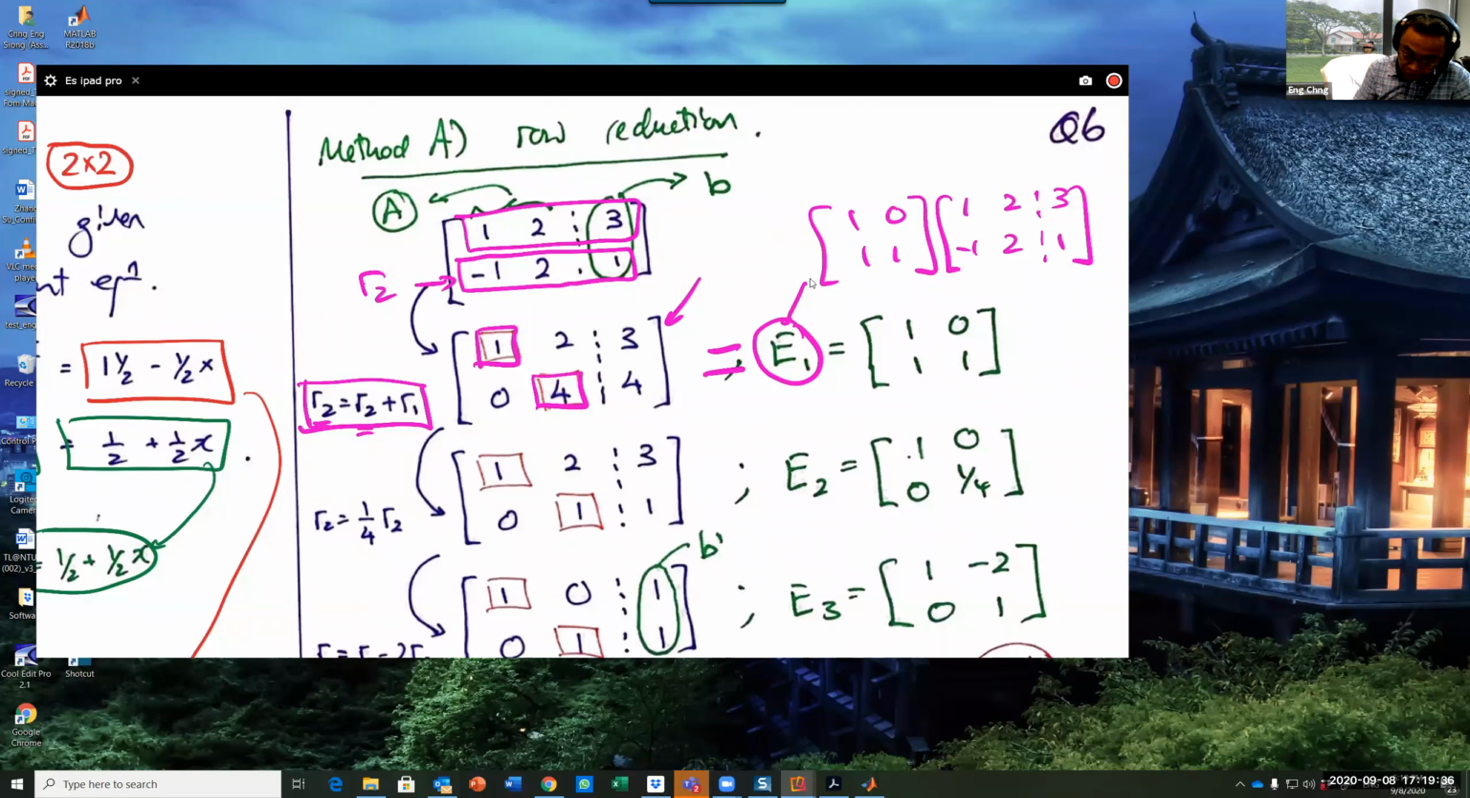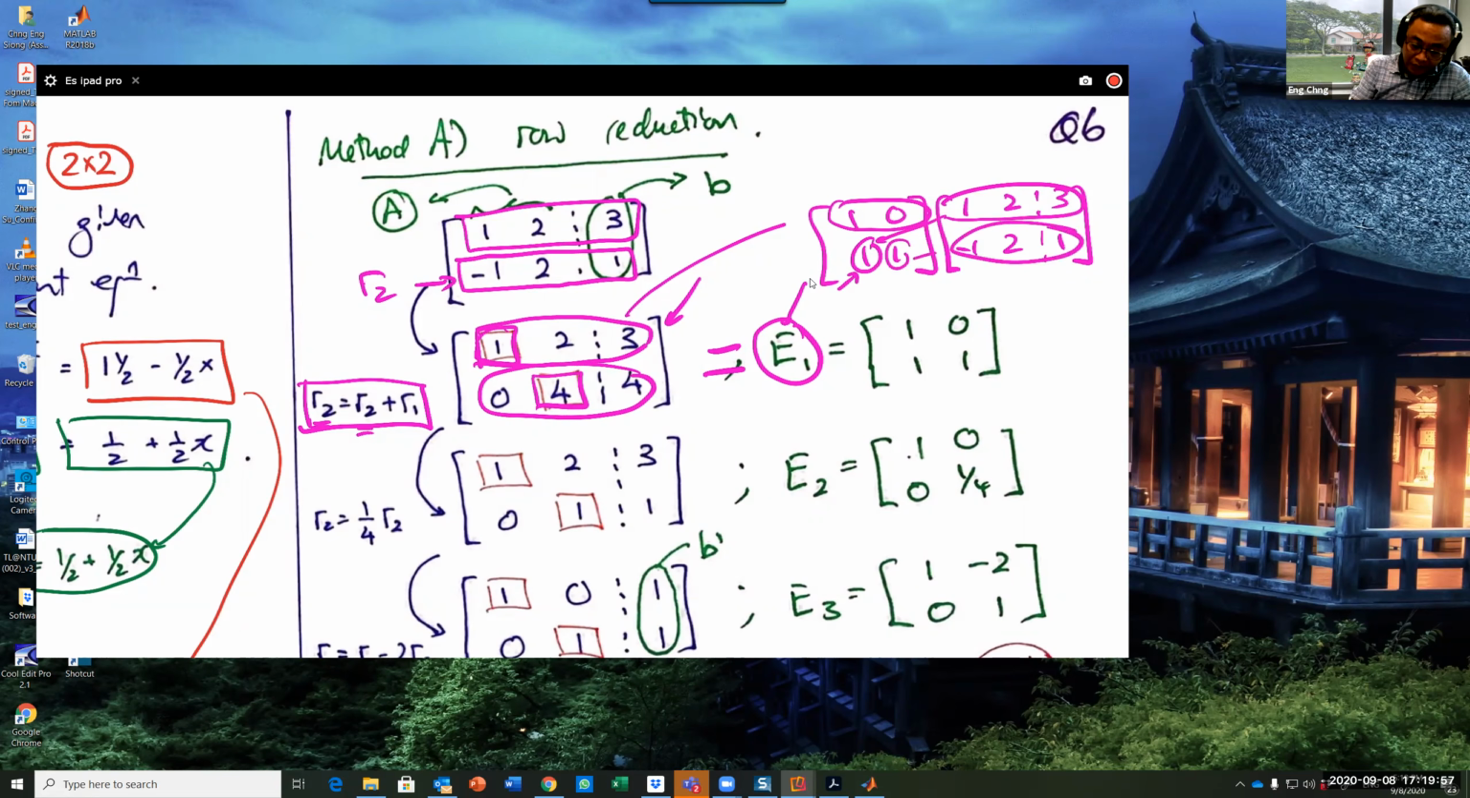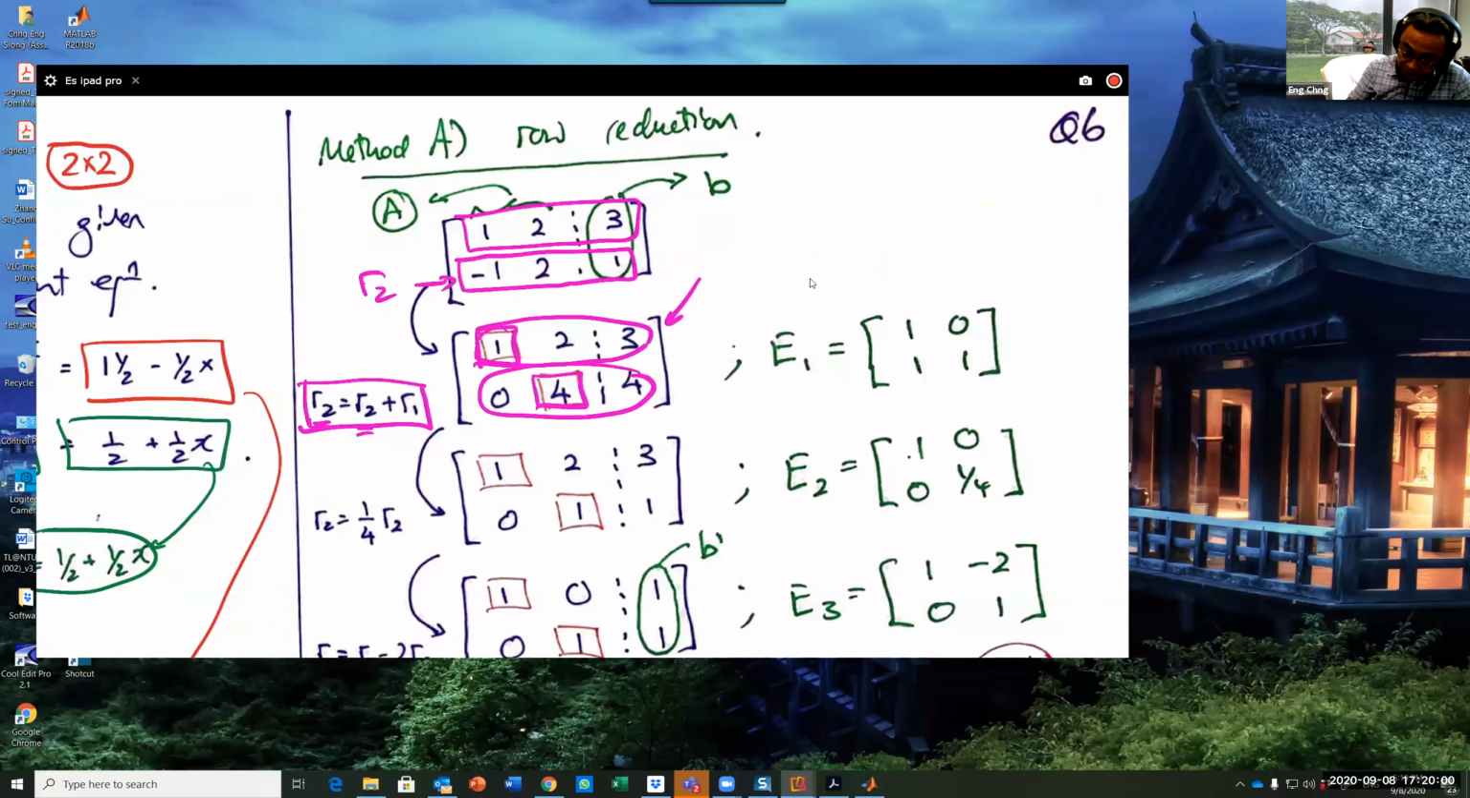You will see that the first row is equal to the first row multiplied by all the elements. The second row is this first row multiplied by this guy, plus the second row multiplied by this guy. So let's do this very carefully. This matrix here, let's call this A1 on the left, equals E1 multiplied by A. Okay, so go home and do it by yourself.